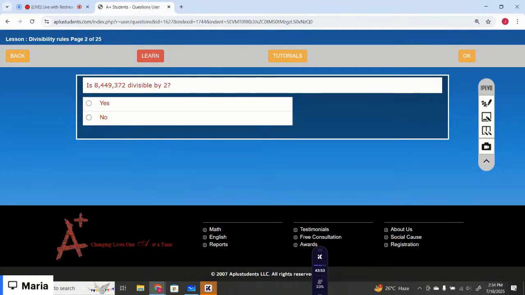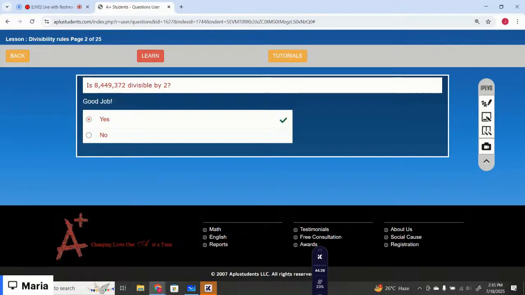Is 8,444,372 divisible by 2? Yes, it is divisible by 2, because the divisibility rule for 2 is the ones digit must be 2, 4, 6, or 8. So the ones digit is 2. So yes, that is divisible by 2.